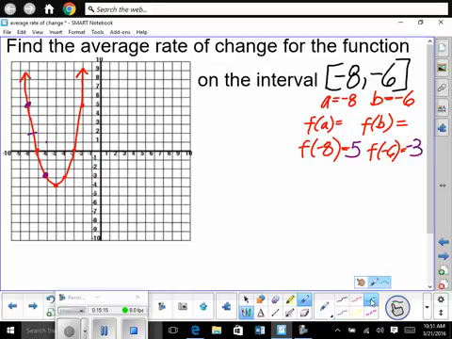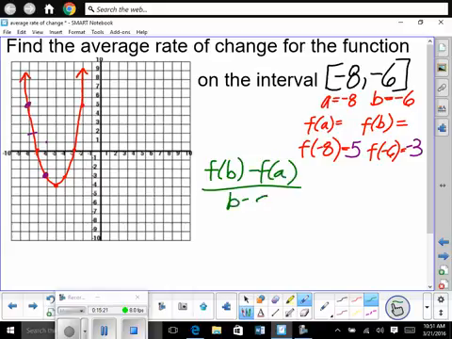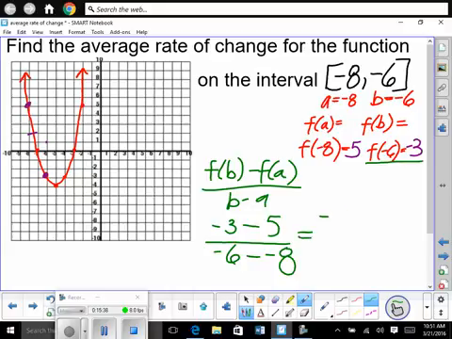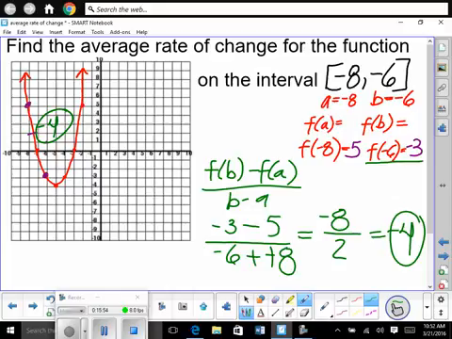This one was easy. We're doing f of b minus f of a all over b minus a. So f of b, negative 3, minus f of a, which was 5, all over b, negative 6, minus a, which is negative 8. So on top we have negative 8 because negative 3 minus 5 is negative 8. On bottom we have negative 6 minus negative 8, so that becomes positive 2. Our average rate of change on the interval from here to here was negative 4. Does everybody understand? Okay. We're all good?